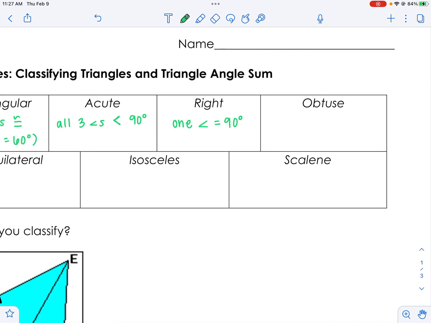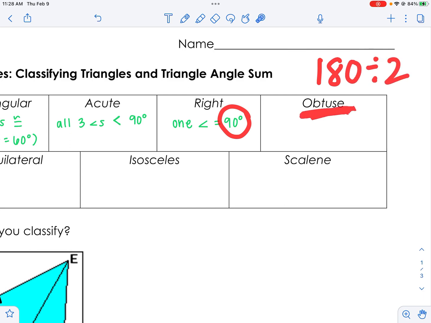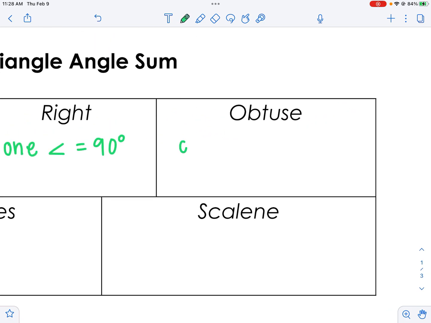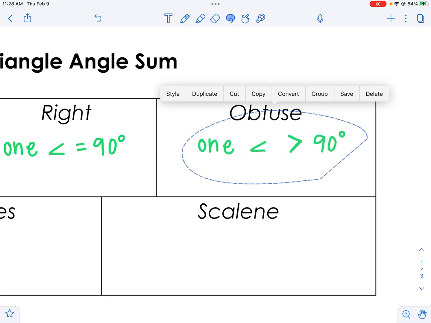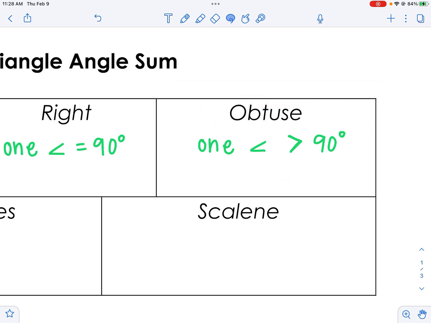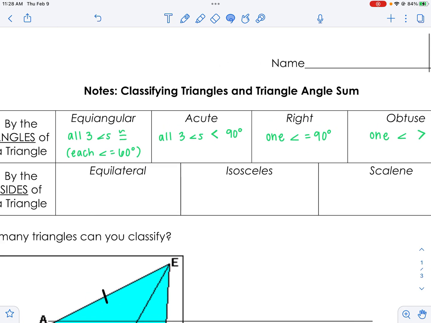Now, if a triangle can only add up to 180, and obtuse means more than 90, well, think, if I have 180 and I split it in half, if one angle is taking up over half of it, the other ones are going to have to be small. So an obtuse angle is if one angle is greater than 90 degrees. Keeping in mind that one of the angles will be greater than 90, but then the other two angles will be acute. And those are our four inside words. Now for our outside words, we have equilateral, isosceles, and scalene.